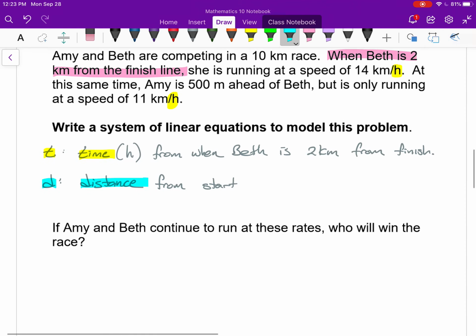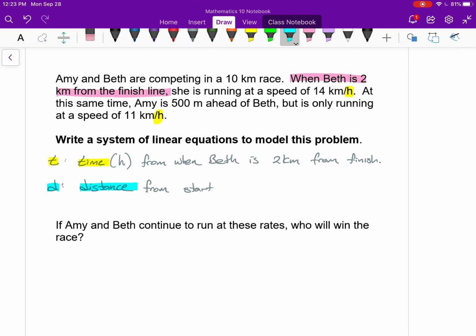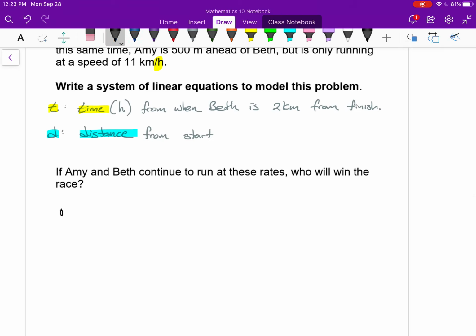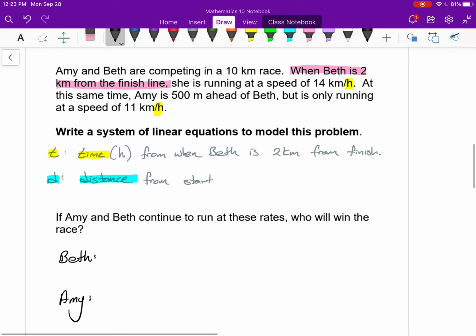All right, so how do I create two equations with this? Well, in this case, there are two sentences, one about Beth, one about Amy. So let's write my equations like this. One equation is about Beth, and one equation is about Amy. Looking at Beth, let's see this part here. When Beth is 2 kilometers from the finish line, she is running at a speed of 14 kilometers per hour.